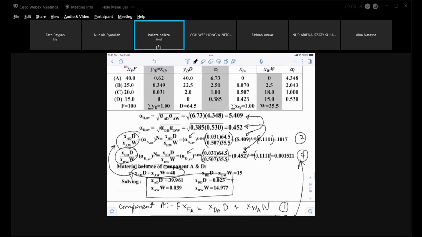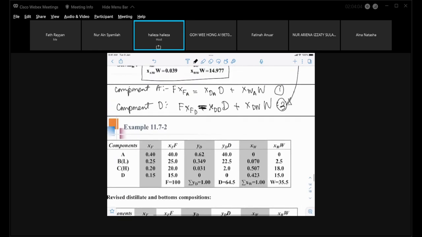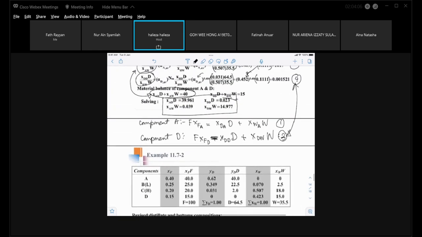And you will put it inside your table, substitute inside your table. Now you have the new table, just for component A and D. The rest, B and C, is still the same because you did not assume anything for B and C. So now you substitute the value that you got. For example, this value here, that is for the distillate of component D. So that is 0.026.